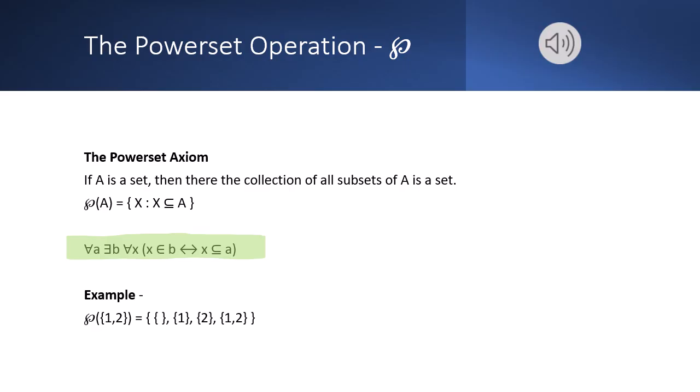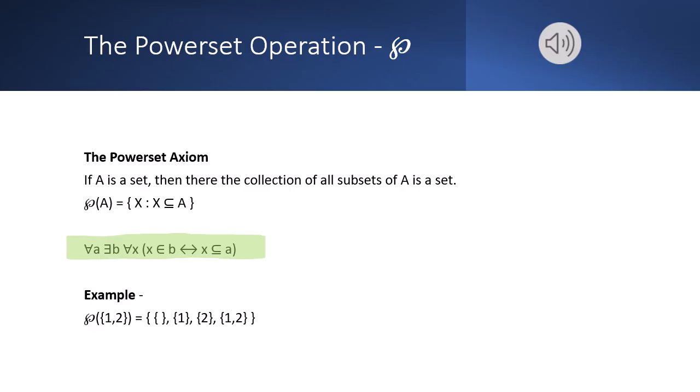The green sentence highlighted in this slide is the first order version of the axiom. For every set A, there exists a set B, such that for all elements x, x is in B, or a member of B, if and only if x is actually a subset of A. And again, this subset is just a shorthand for for all z, z is an element of x implies z is an element of A.